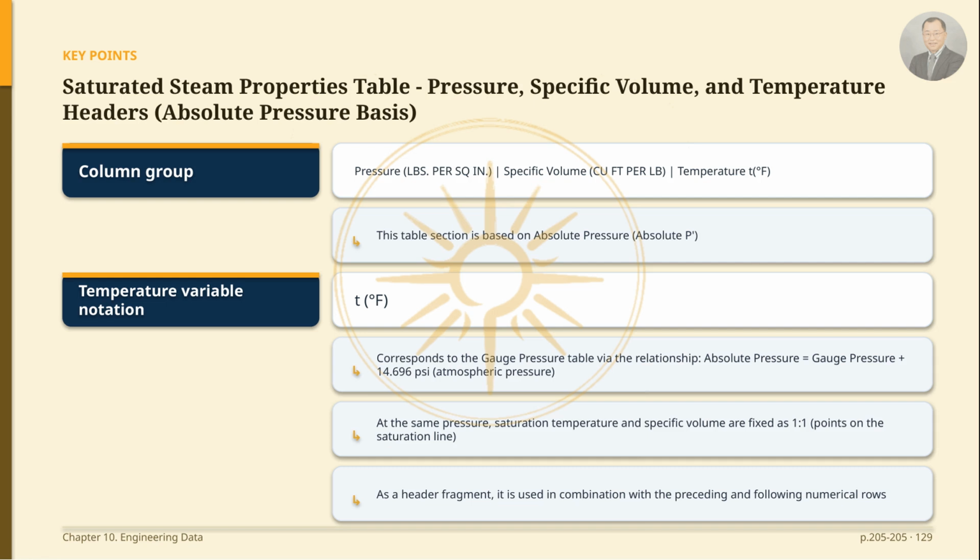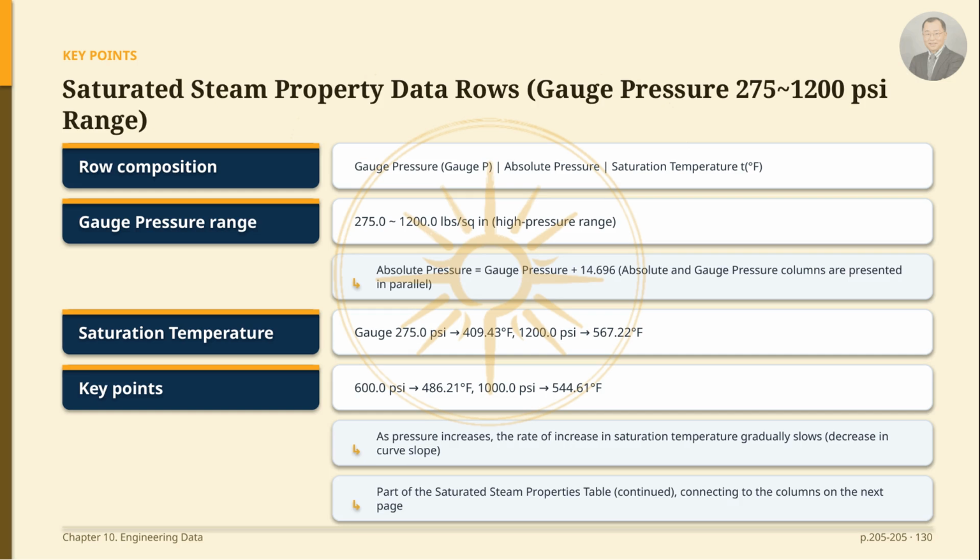The key point is that this section is based on absolute pressure, or absolute P. Since absolute pressure is the sum of gauge pressure and atmospheric pressure, which is 14.696 psi, it corresponds to the gauge pressure column within the same table. In a saturated state, once the pressure is determined, the saturation temperature and specific volume are automatically fixed, as pressure and temperature are linked as points on a single curve called the saturation line. Since this segment is a header, you should read it along with the numerical rows before and after it. This segment contains the numerical rows for the high-pressure range of the saturated steam properties table.